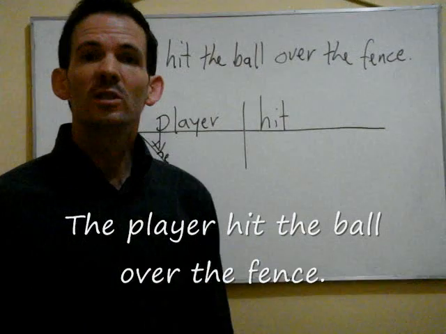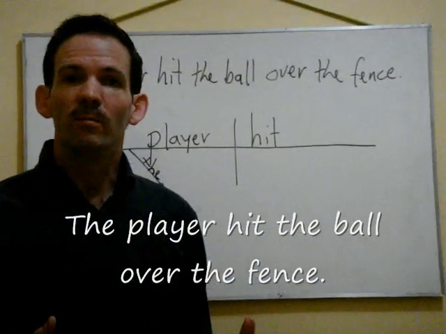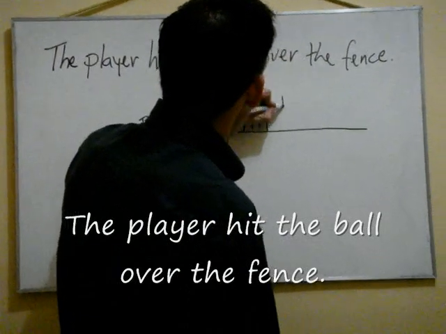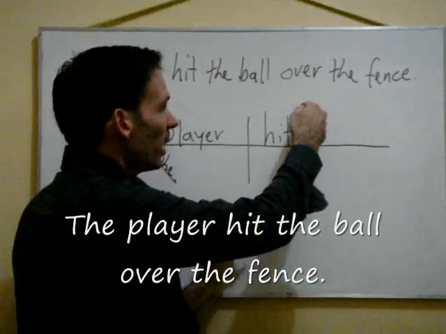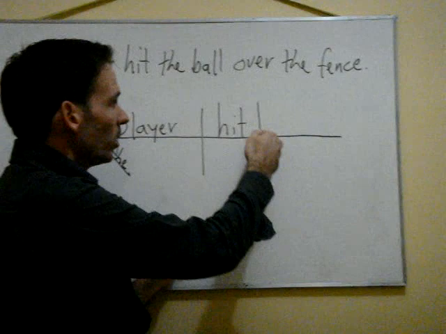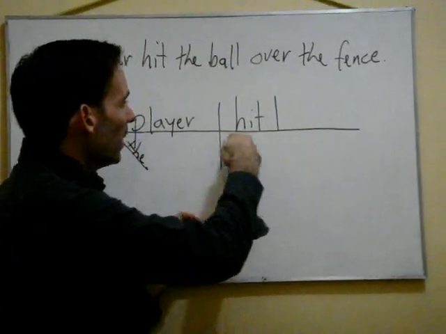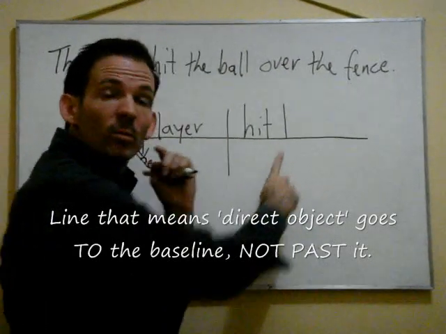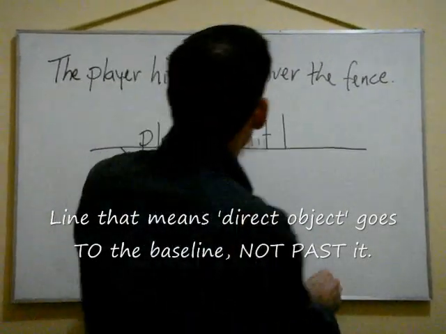What was hit? What receives the action of that verb? Okay? It's the ball. And remember, this is the important part. If we have a direct object, we're going to put that line straight up and down, but not past the line. That's one of the most important things to remember because it confuses people.